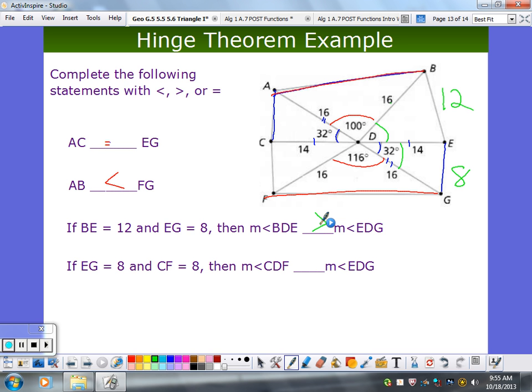If EG equals 8 and CF equals 8, what am I trying to find here? CDF and EDG. Am I in a Hinge situation? 14, 16, 14, 16. What's going on with that one? Right? 8 and 8. Did I open the door the same? So what do I know about the angles? They have to be equal. So see how that kind of works?